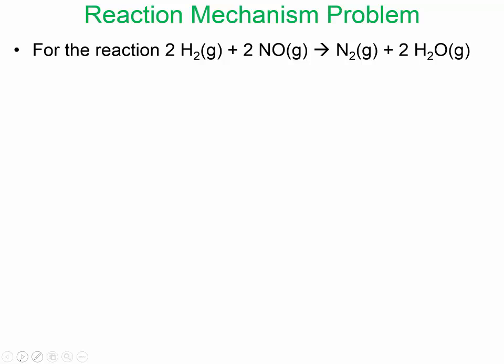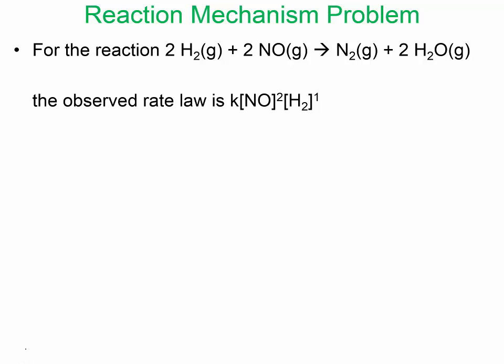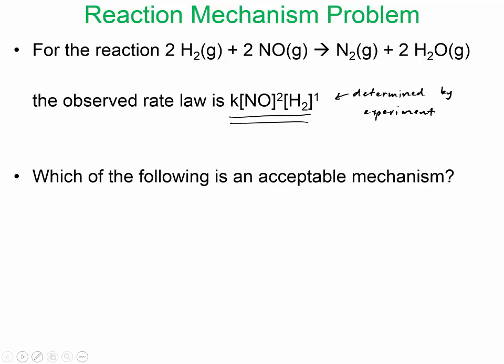Okay, here's an example. For the reaction, 2 moles of hydrogen gas reacts with 2 moles of nitrogen monoxide. It makes nitrogen gas and 2 moles of water vapor. The observed rate law is this, which is determined by experiment. Now, here's the question: which of the following is an acceptable mechanism?